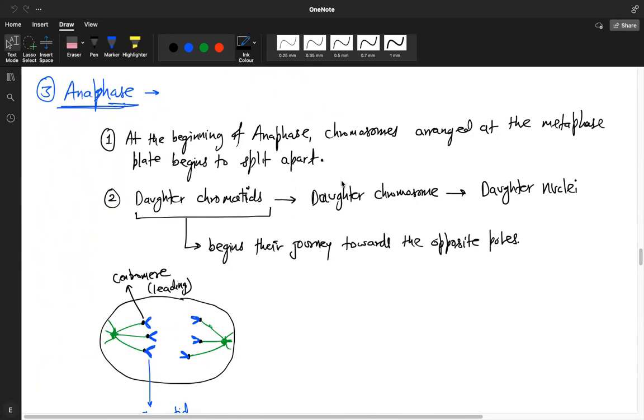Daughter chromatids form the daughter chromosomes, and then the daughter nuclei. Chromatids are not condensed, then they become condensed to form a chromosome, and then when the nuclear membrane comes around, the same daughter chromatid forms the daughter chromosome and then the daughter nuclei. These are the terms used in succession.